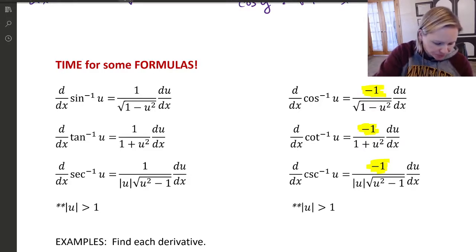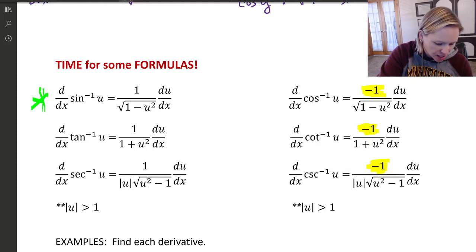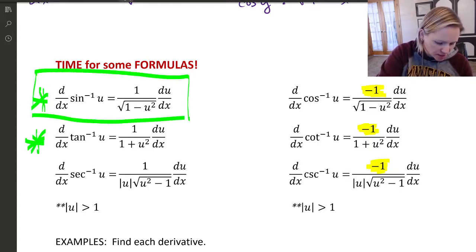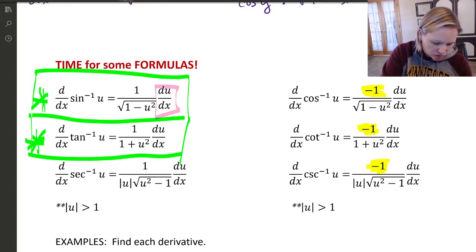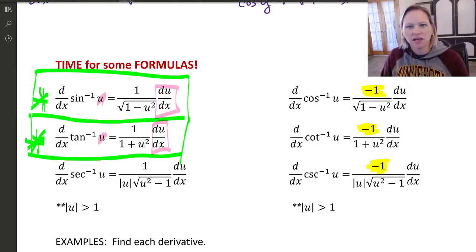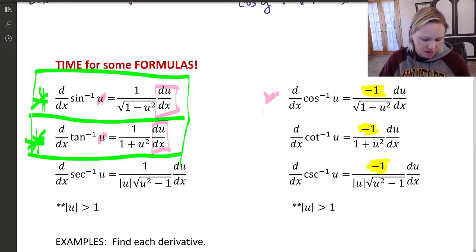And truthfully, on your AP exam, the 2 most common formulas that show up are sine and tangent. So if you can memorize sine and tangent, and also don't forget that chain rule, that's the du dx, the derivative of whatever we're taking the sine inverse of. Those are the two most common formulas that show up on your AP exam. Sometimes cosine will pop in, sometimes a cotangent, but more often than not, it's sine and tangent.